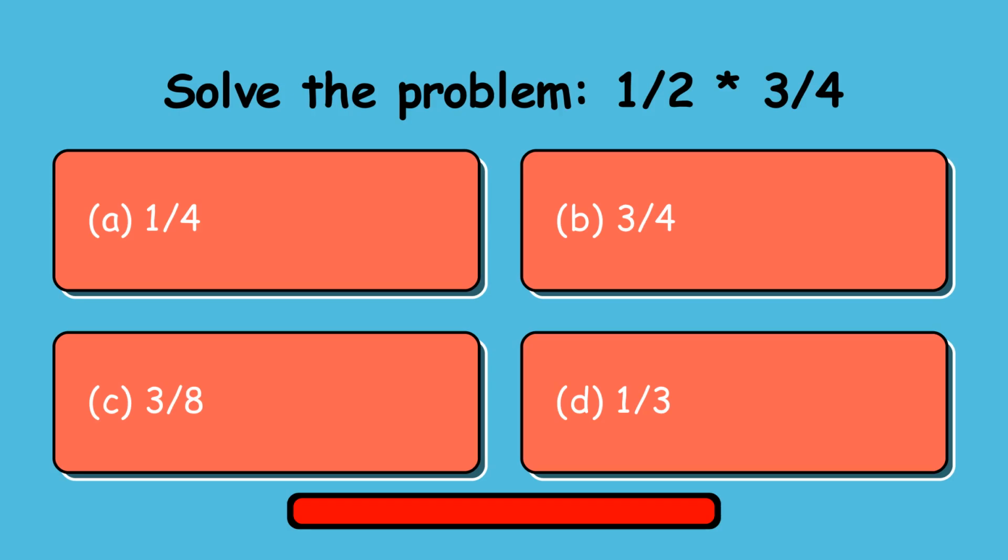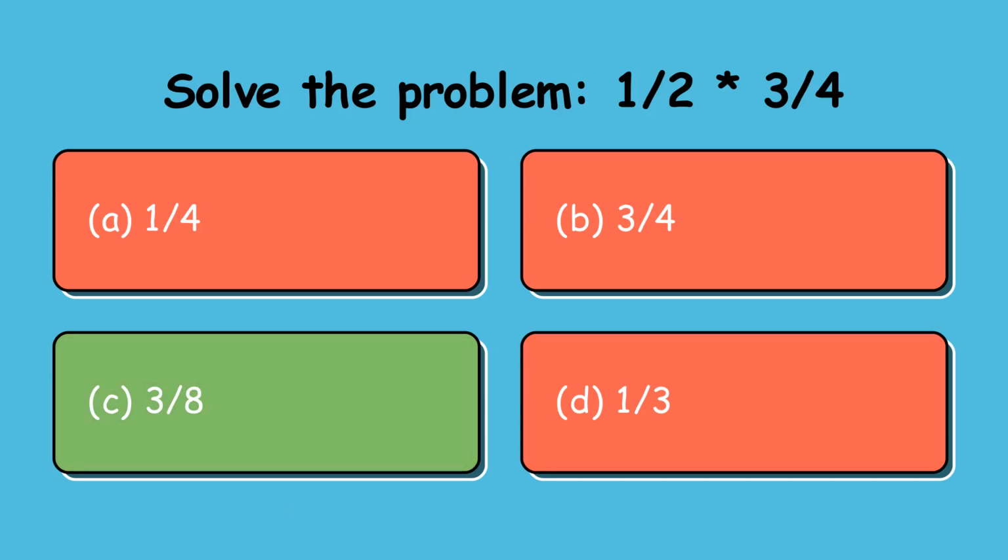Here is a math problem for you to solve. What is the result of multiplying 1/2 by 3/4? Your options are A, 1/4, B, 3/4, C, 3/8, D, 1/3. You have 10 seconds to solve the problem. Take your time if needed. Correct answer is C.